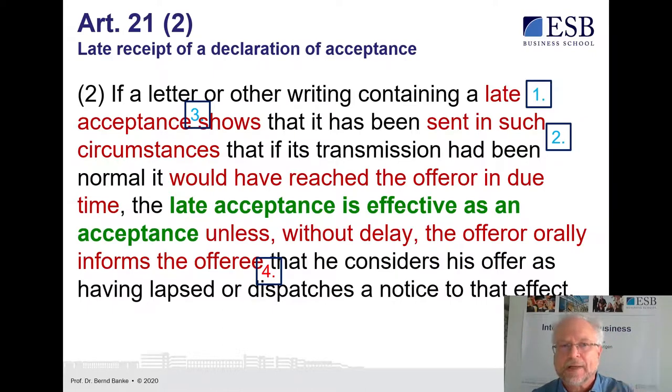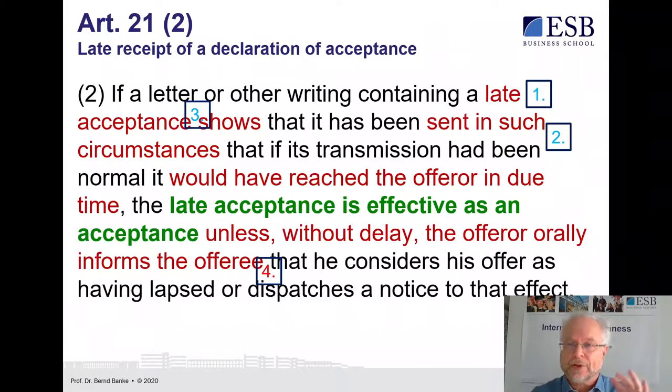And this is why I have to react somehow, because number four is: if the offerer, in our case the party who could have seen that this acceptance is late, has to inform the other one, I'm sorry, you were late, I cannot deliver the goods anymore, I cannot react on your declaration of intention anymore. I used a different color for number four because this is what we call a negative prerequisite. If that did not take place, then the late acceptance is effective as an acceptance, okay?